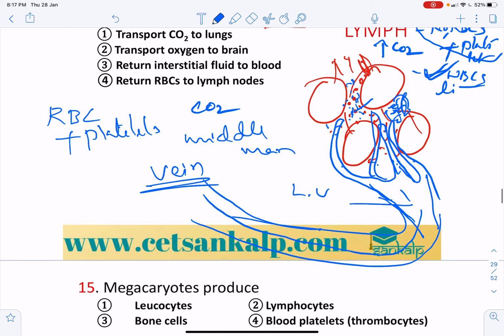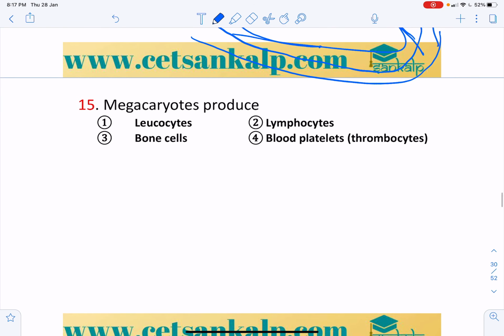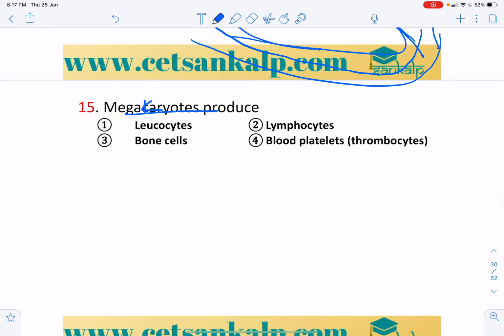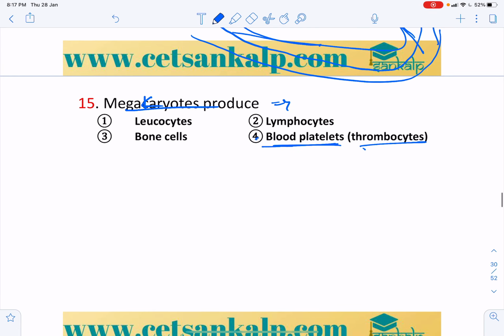Next, megakaryocytes. We know that megakaryocytes are cells which undergo fragmentation. The fragmented parts of those megakaryocytes are called thrombocytes, that is, blood platelets.